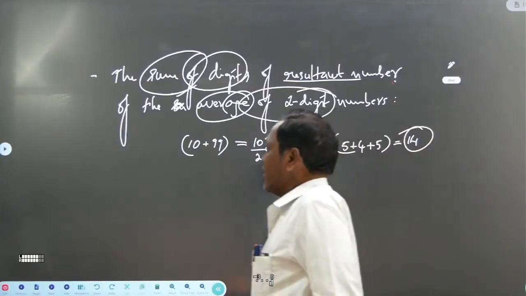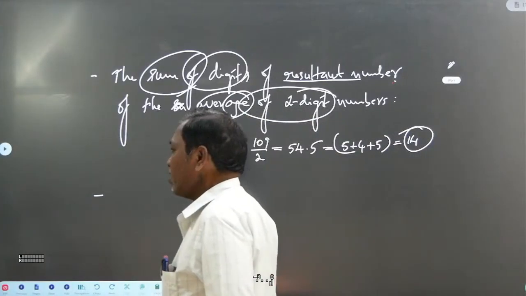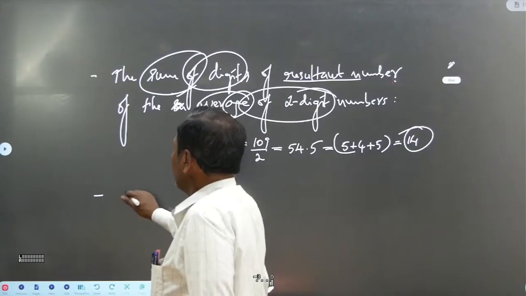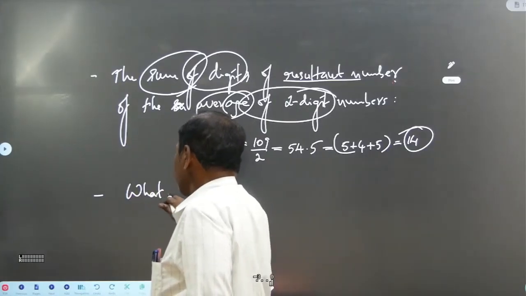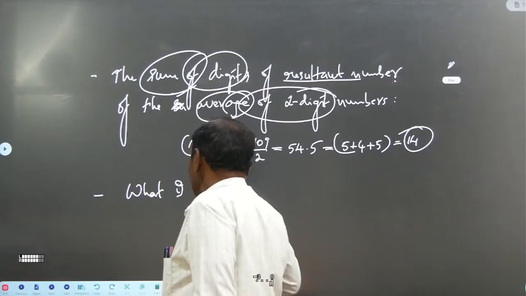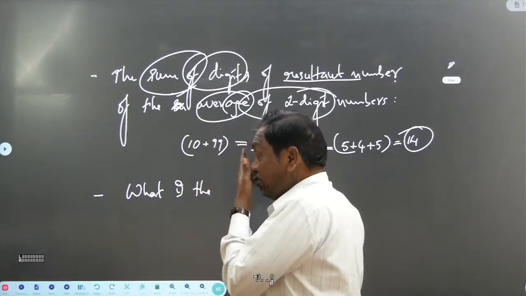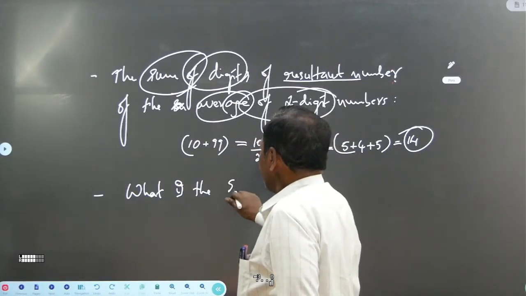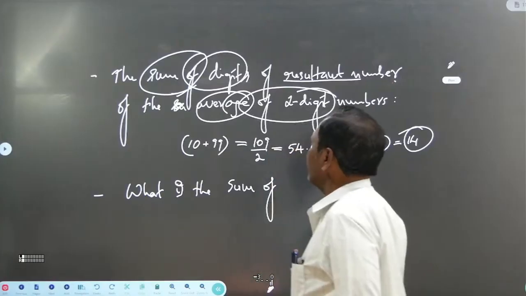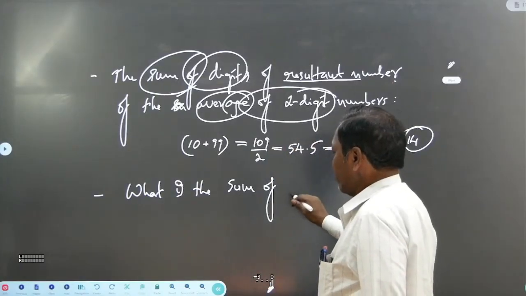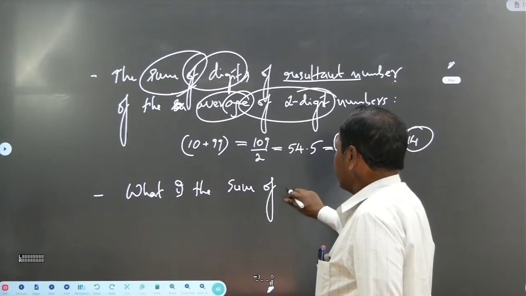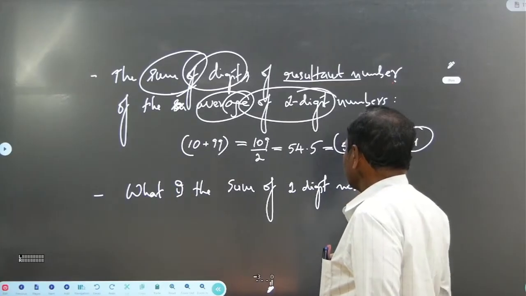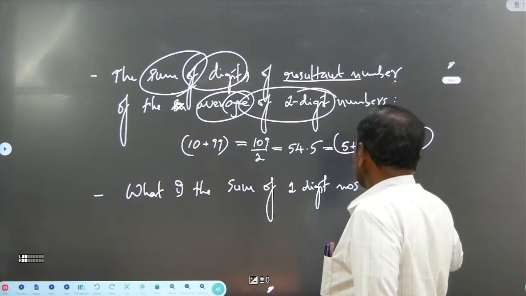Okay. Right. And again you can see, what is the sum of two-digit numbers in the number system?